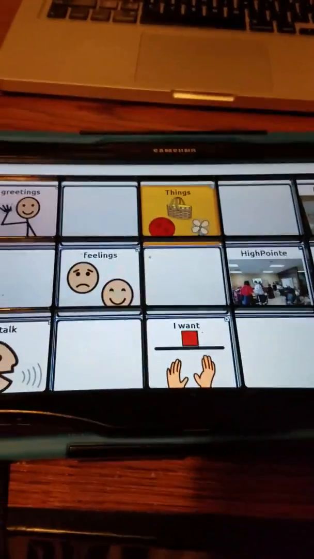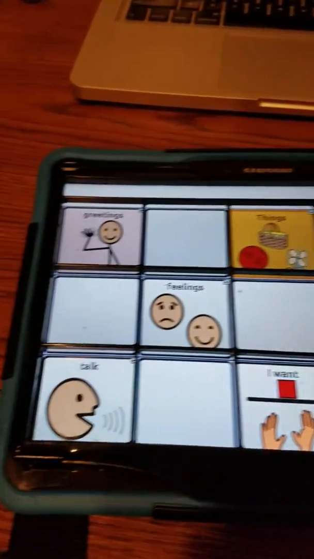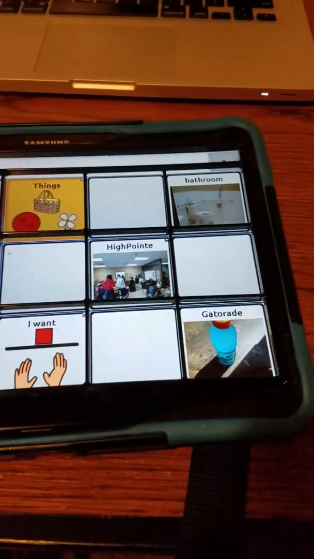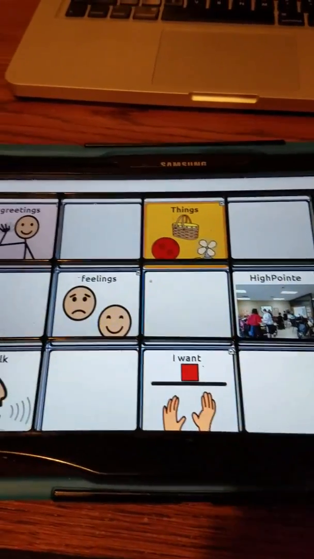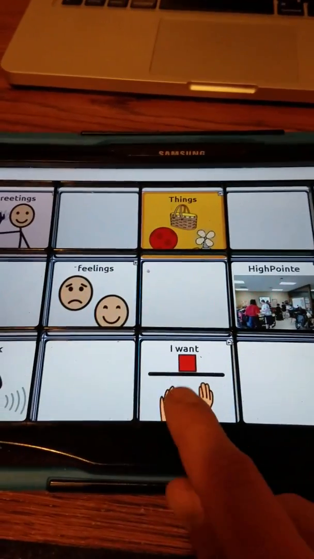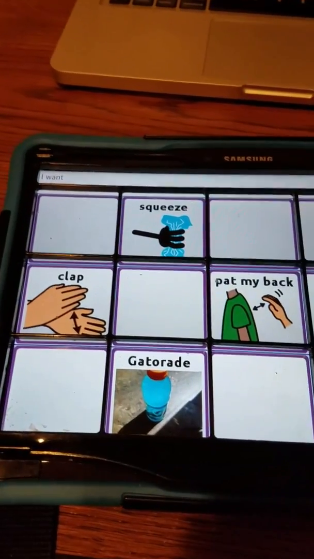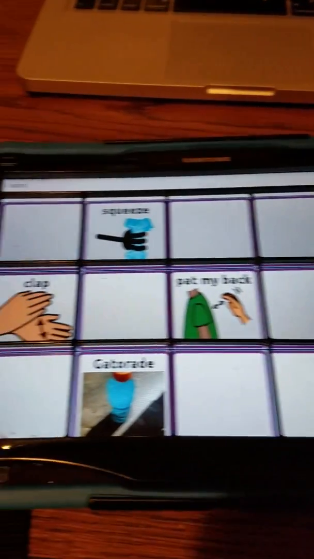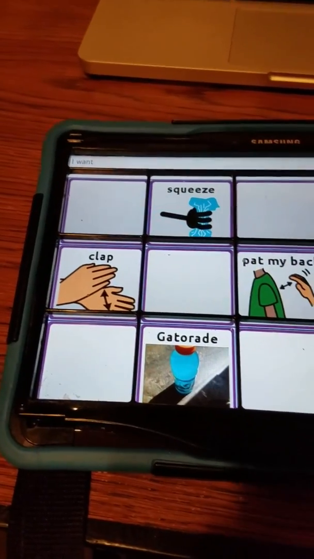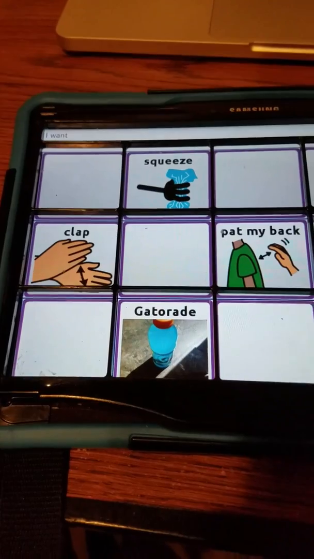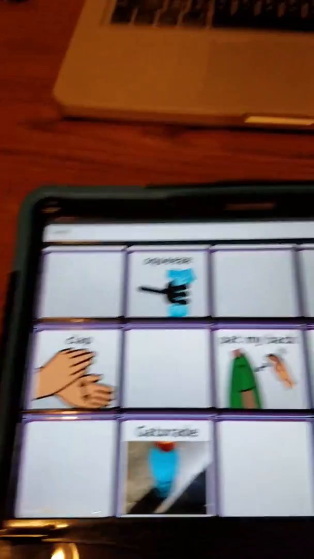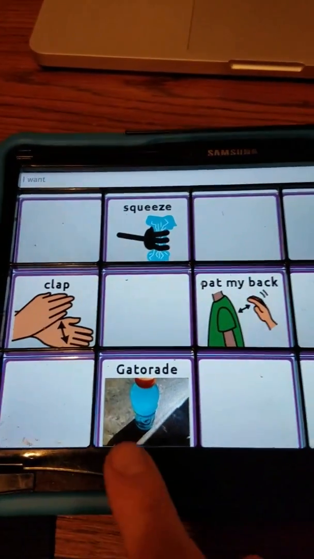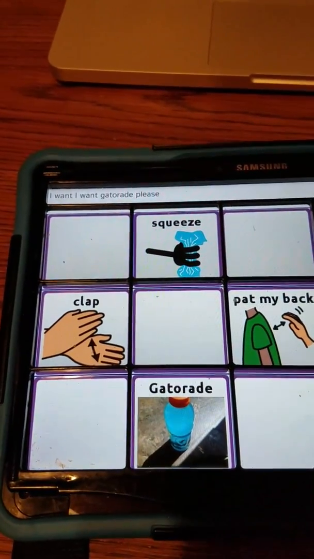So, for basic commands, this is the home screen. It's customizable, but his is set up for what he needs. For basic commands, go to the I want, and then he has some things that he would want: claps, pat on the back, squeezes. He doesn't really ask for squeezes. Gatorade, drink. So if he wants Gatorade, which is a common command of his, Gatorade, please.